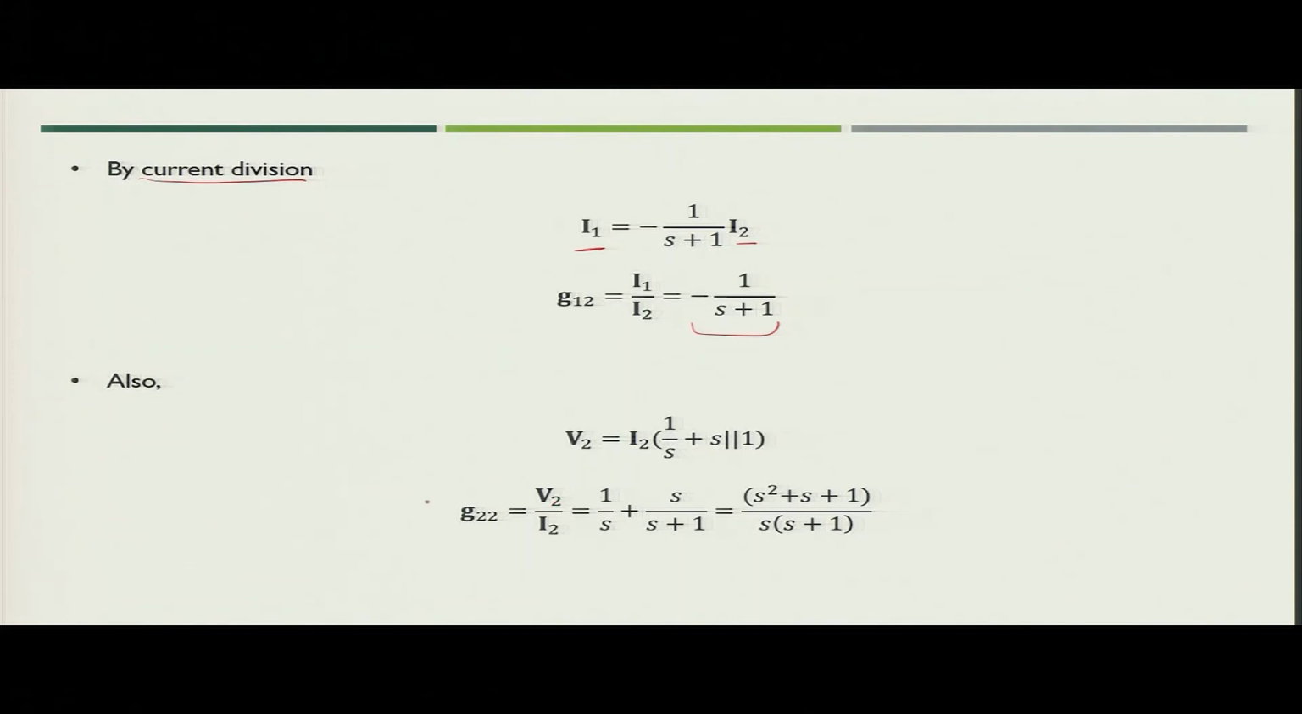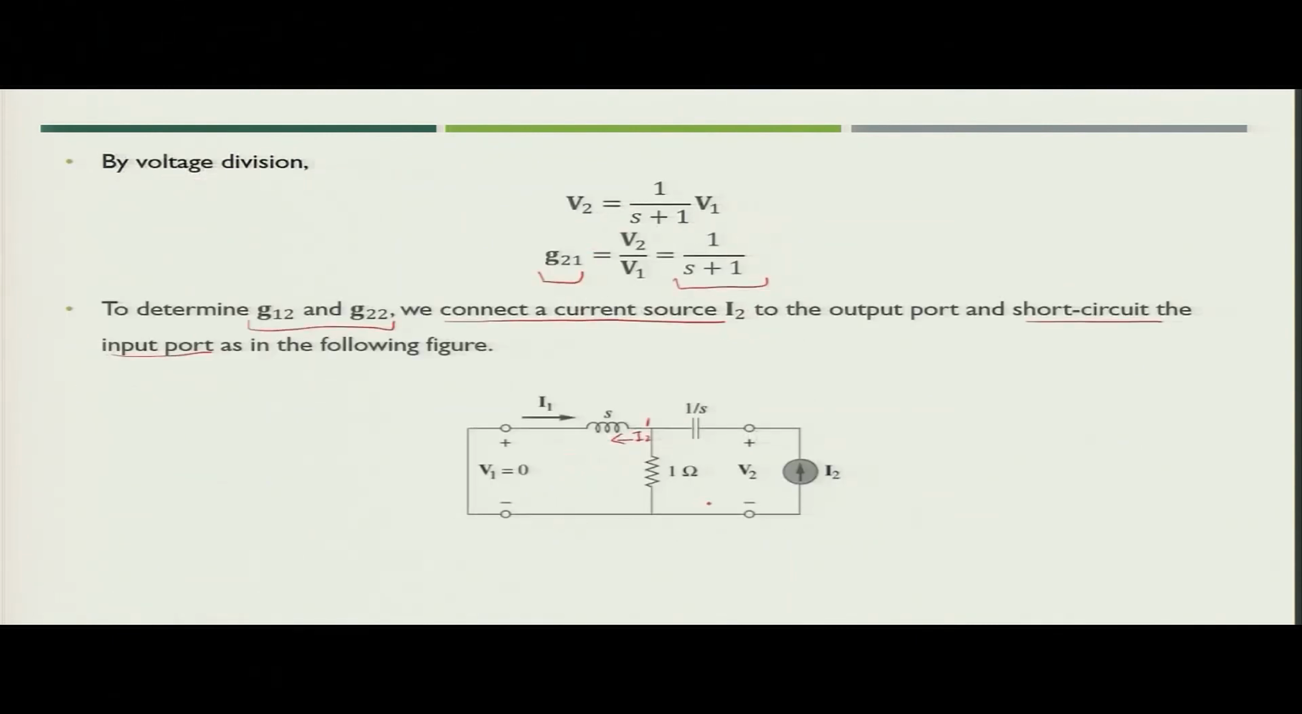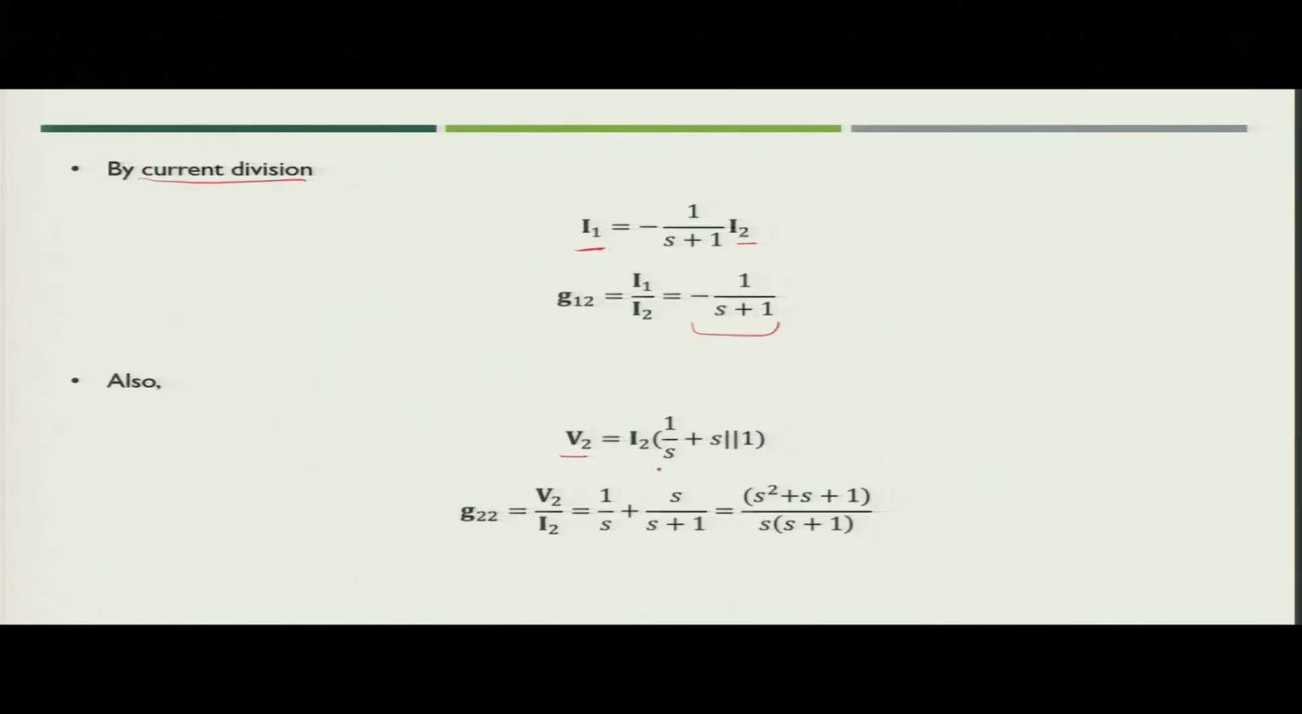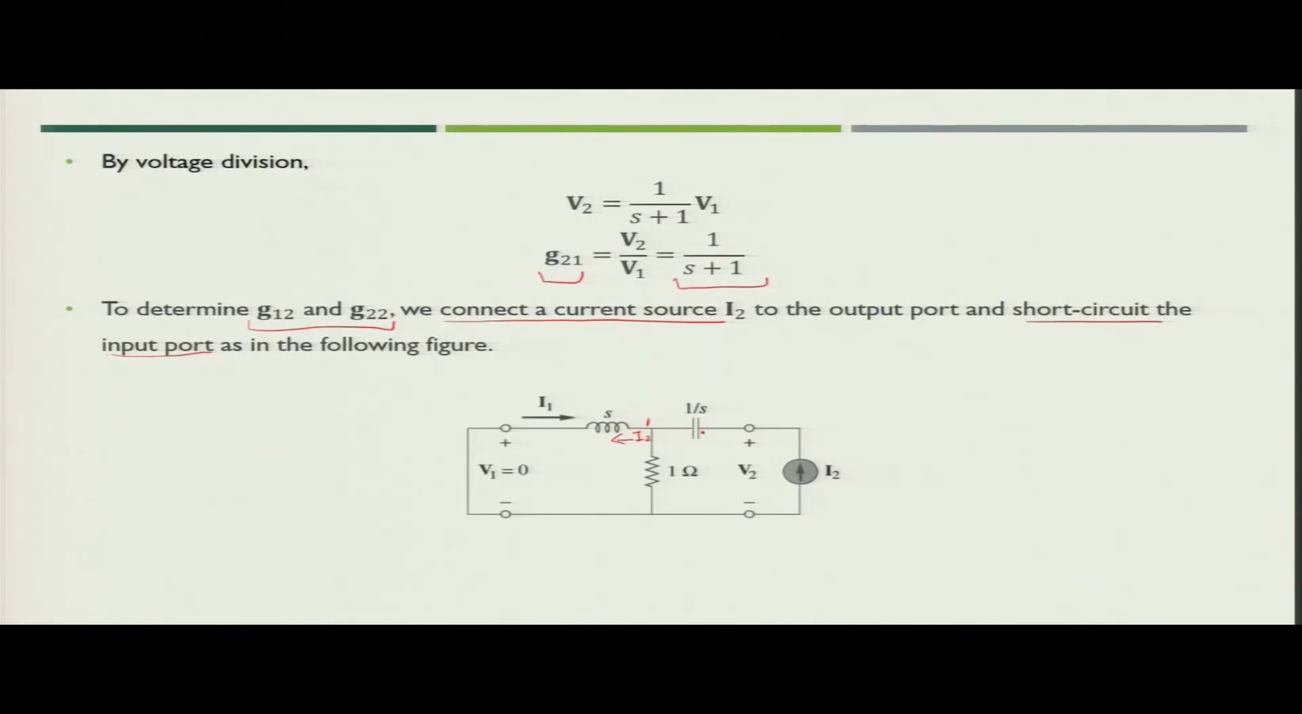Now we need to find out the relationship between V2 and I2. So what is the value of V2? The value of V2 is nothing but the value of current I2 multiplied by 1 by S plus the parallel combination of the 1 ohm resistance and the inductor of value S, because since this is a short circuit, the inductor and resistance will be in parallel. So the total value of V2 will be applied across the parallel combination of inductor and resistance and in series with the capacitance.